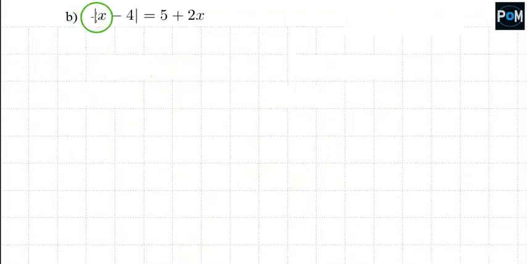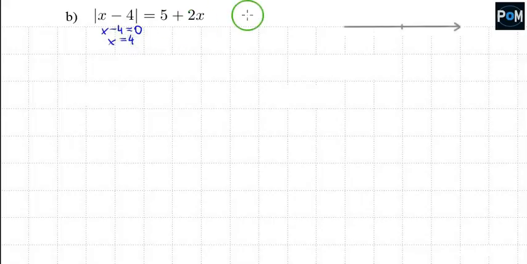In the second example, we have the absolute value of x minus 4 equals 5 plus 2x. Again, we take what's inside the first absolute value, which is x minus 4, and set it equal to 0. From this, we get that x is equal to 4. We then mark this specific number on the number line and divide the entire number line into two distinct intervals.